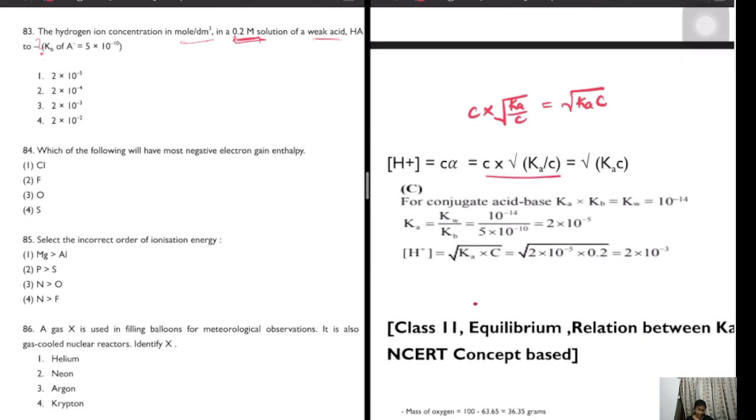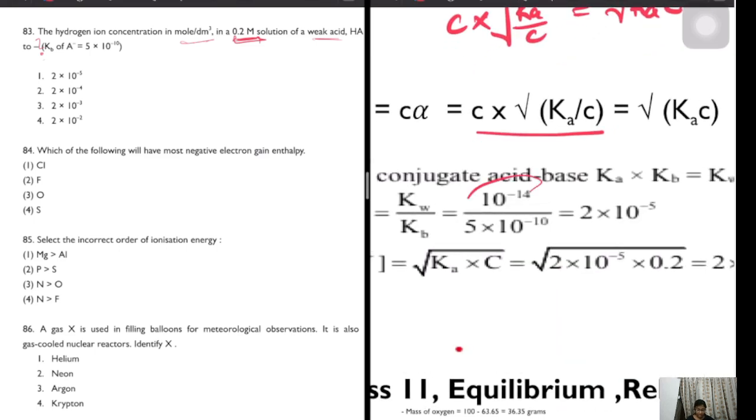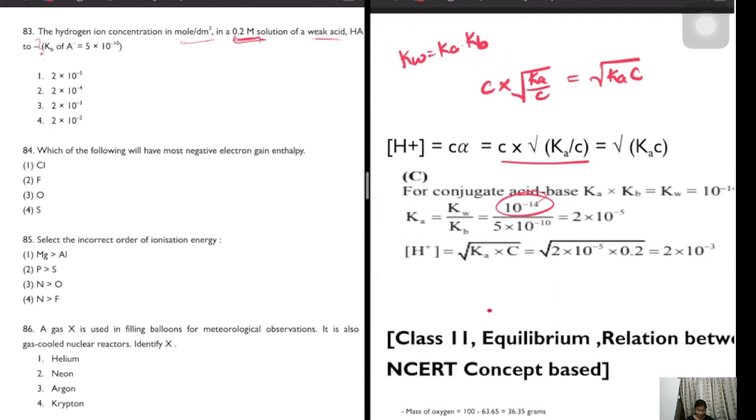We have to find Ka. How can we find Ka? We know that Kw equals Ka into Kb. Kb and Kw are known. Kw is 10 raised to the power minus 14. So we have Ka now. We'll just substitute this, and 0.2 will be taken from the question. We get the answer to be 2 into 10 to the power minus 3.